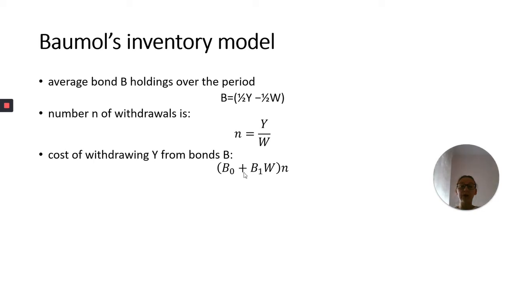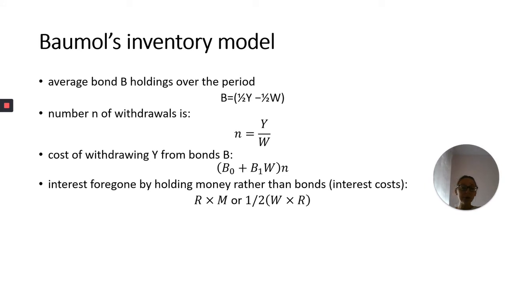As withdrawing is costly, we can write the cost. Remember, there are fixed costs and variable costs. Fixed cost depends only on a fixed amount each time we withdraw money, and variable cost is linked with the value of money we withdraw, and so also with the number of withdrawals.